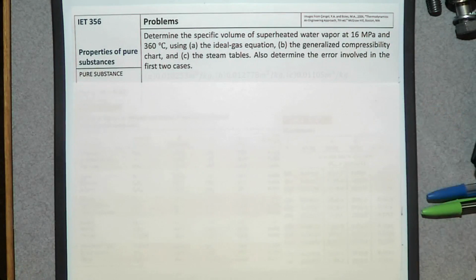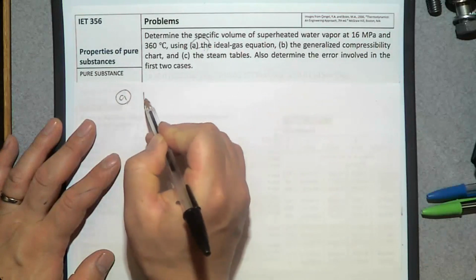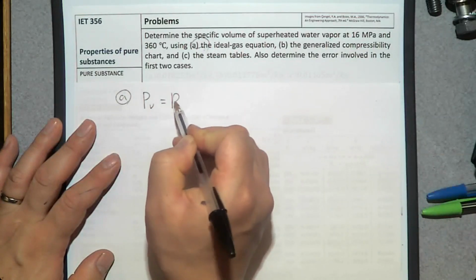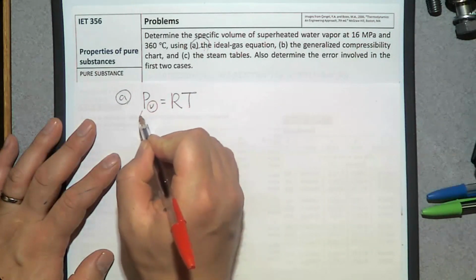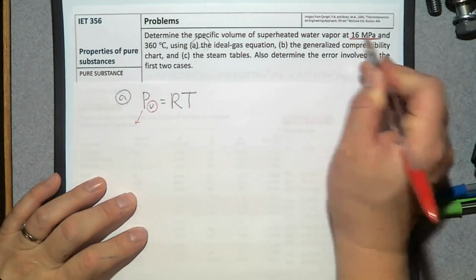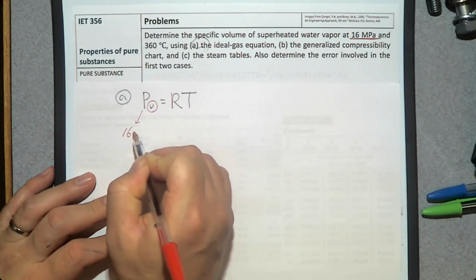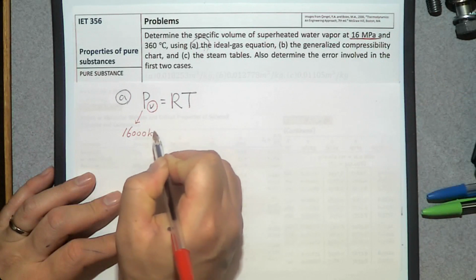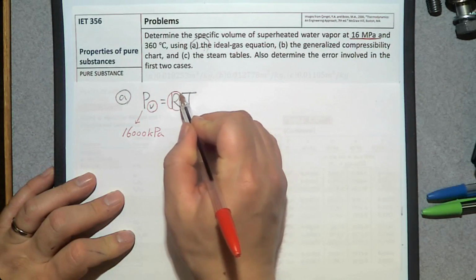So let's use the ideal gas equation first. How can we use this ideal gas equation? Ideal gas equation, PV is RT. And we want to determine this specific volume. And then what is the pressure of the system? 16 megapascal. Here, 16 megapascal. So I'm going to write 16? No, 16,000 kilopascal. Then what about this gas constant?